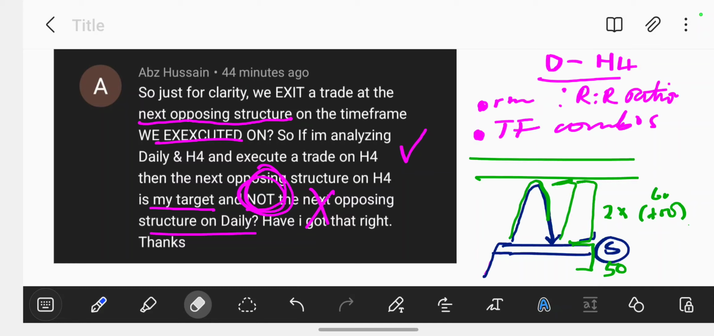So that's why we need at least double, so that when it gets to double, you can decide to close half, you can decide to move to break even. At least you have something to work with. So that's what you do on your time frame that you executed on.